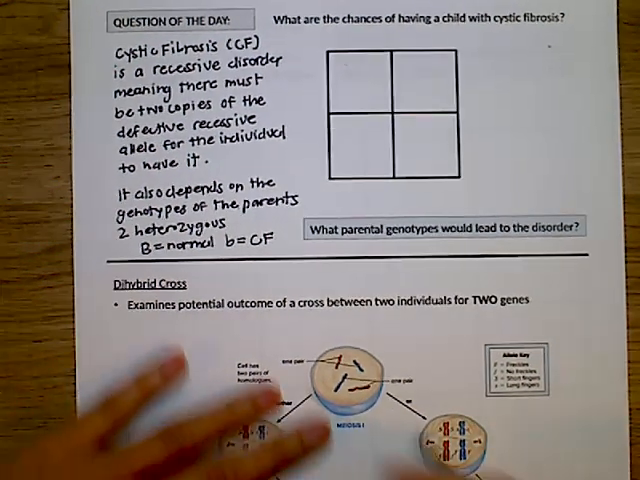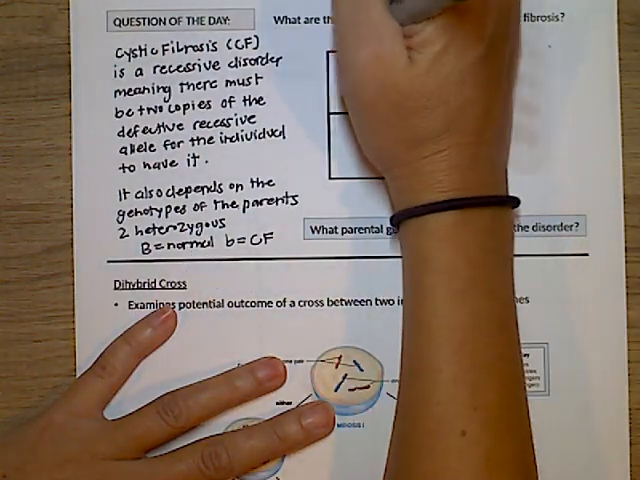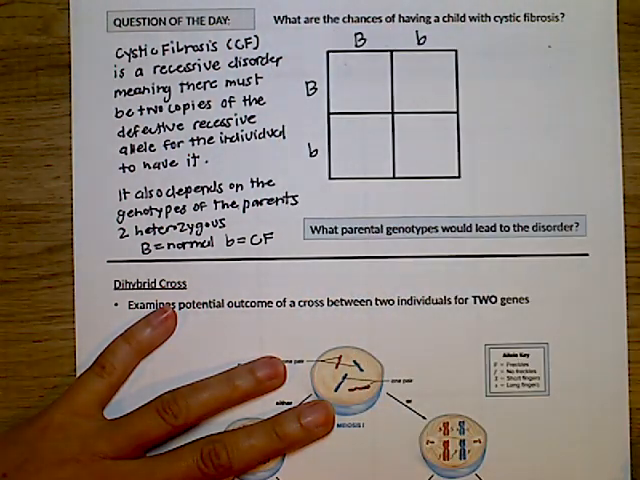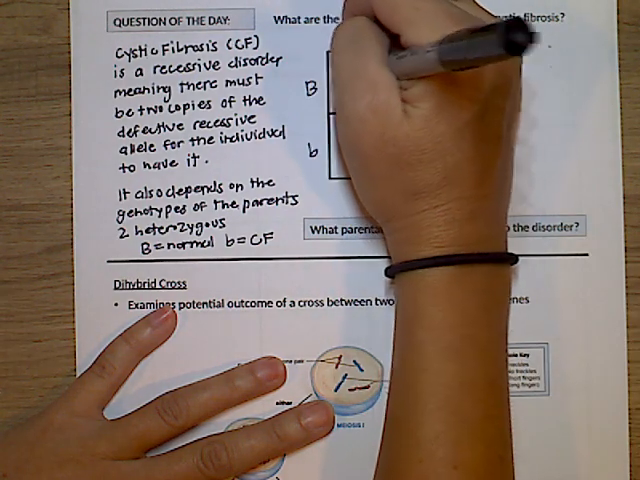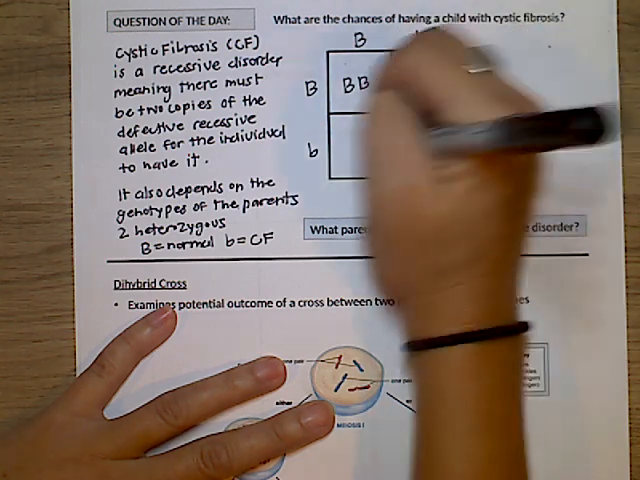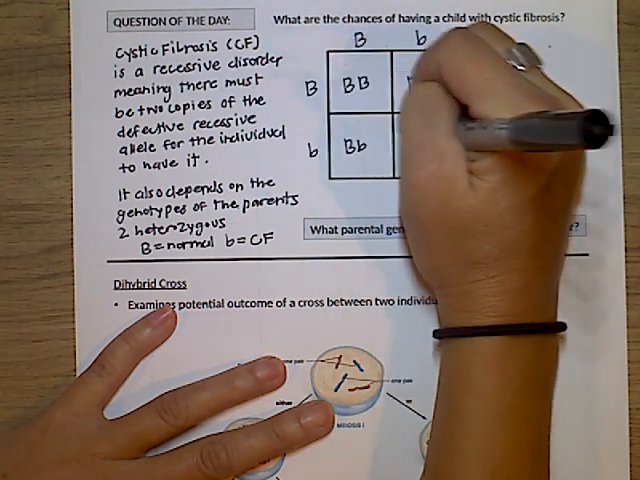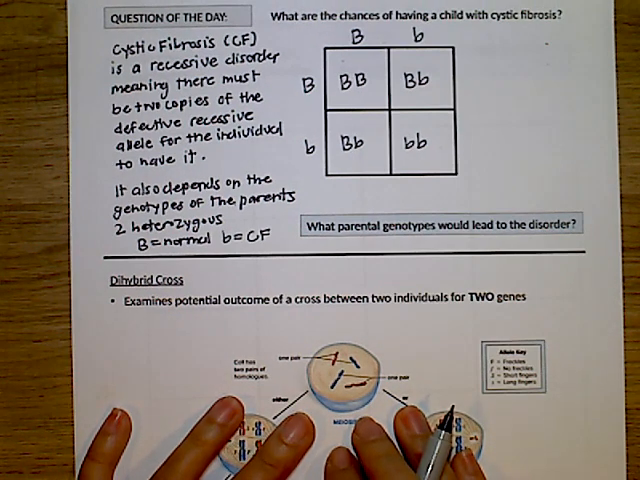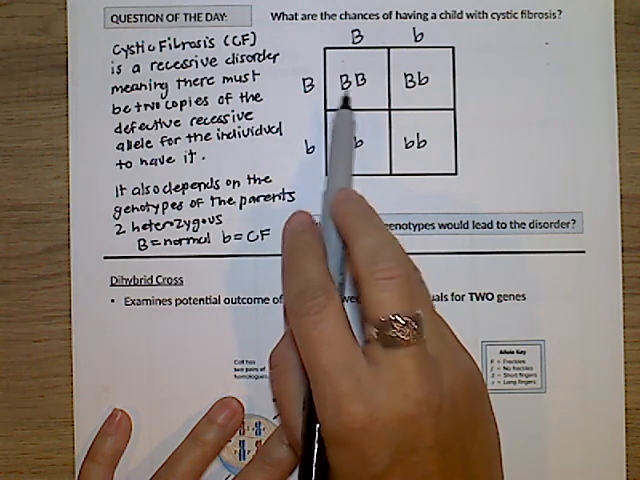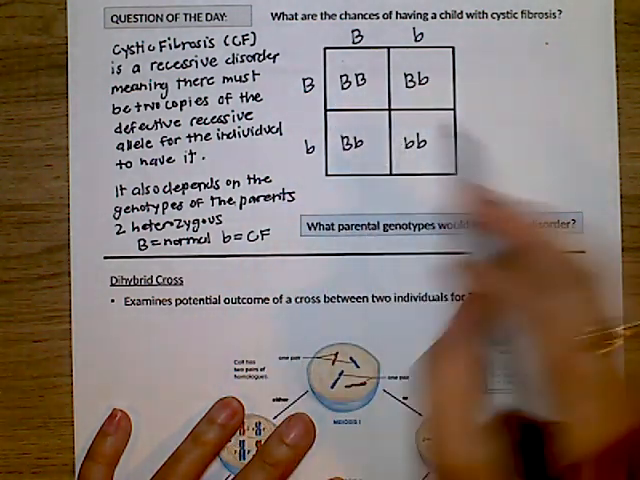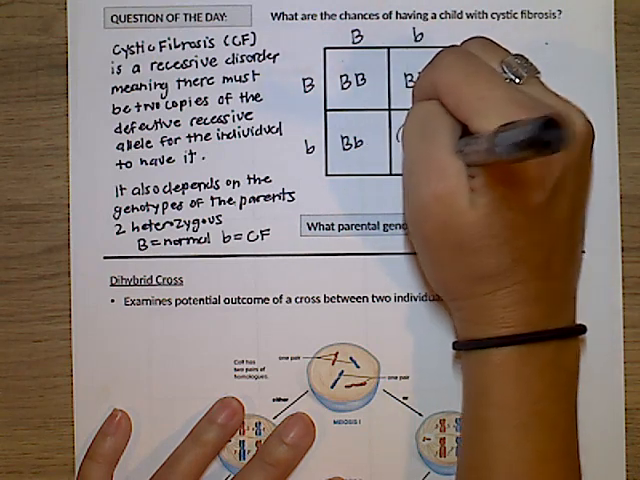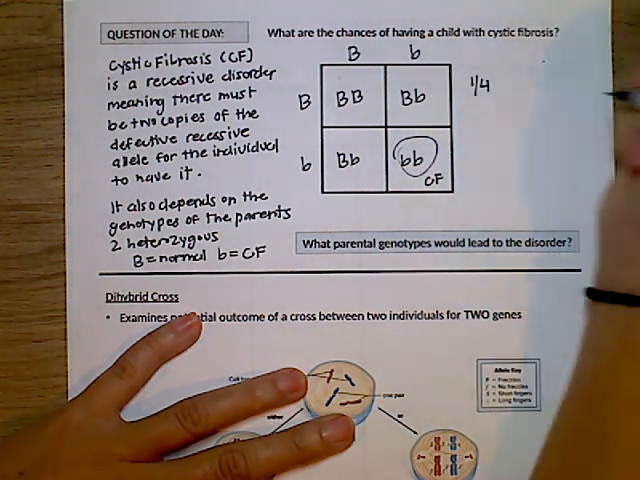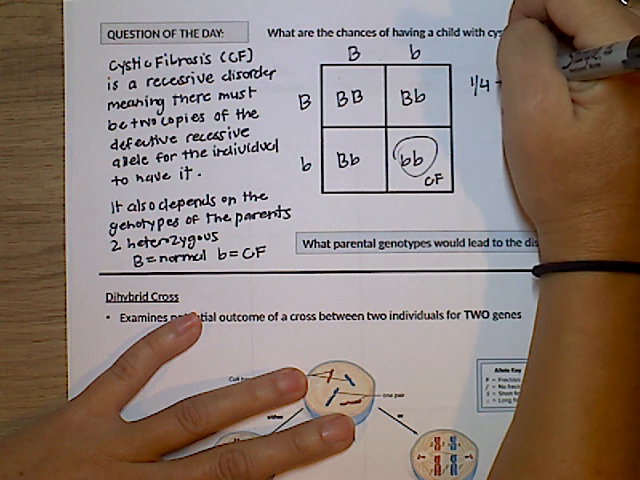But in this case, we're looking at two heterozygous parents. So we've got big B, little b from mom, big B, little b from dad. We drag those down and over. So any genotype with a big B, since it's dominant, will not have cystic fibrosis. So these three would not have it, but this one here would have cystic fibrosis. So in a heterozygous parent, there is a 1/4 or 25% chance of a child with CF.